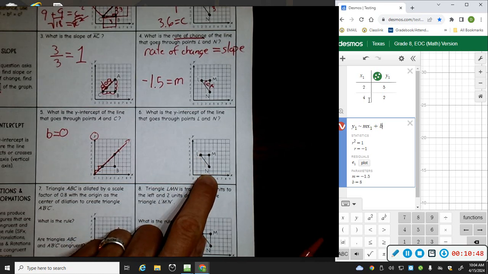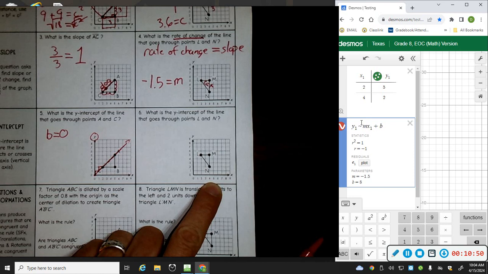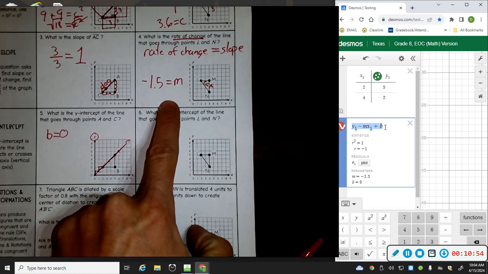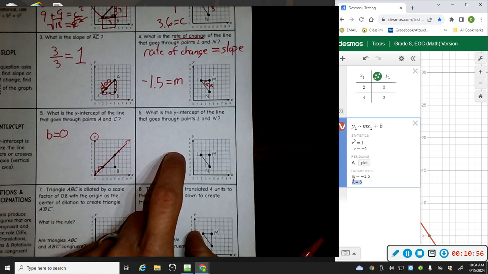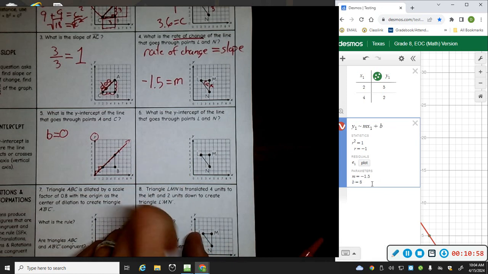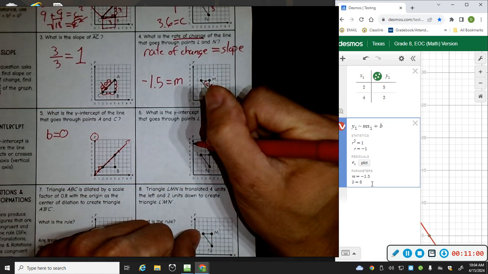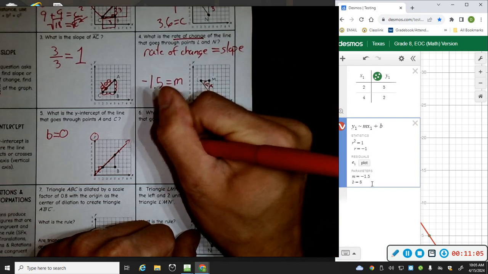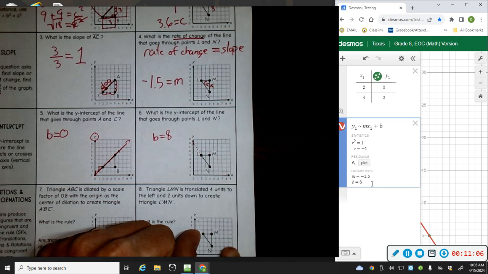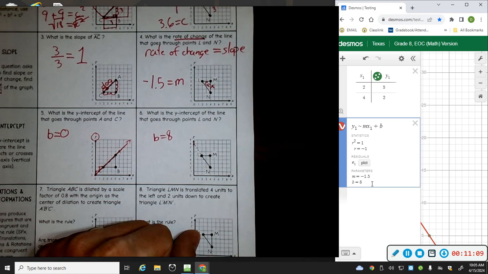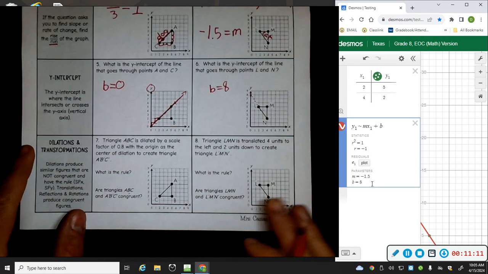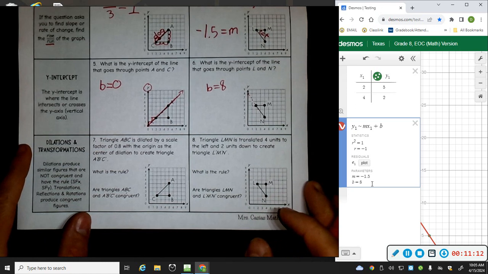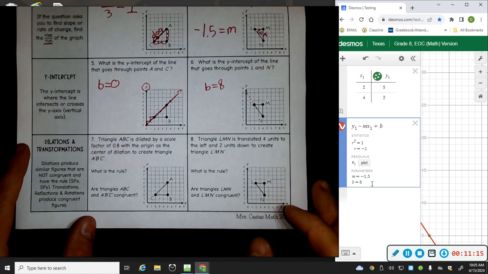Our N value is 4 and 2. And you'll notice, right, and that's one of the nice things about these equations, even though we were using it to find slope, they already give us our y-intercept as well, which is 8. Okay, checks out, just looking at it, b equals 8. All right, very good. So moving forward, we've got dilations and transformations.